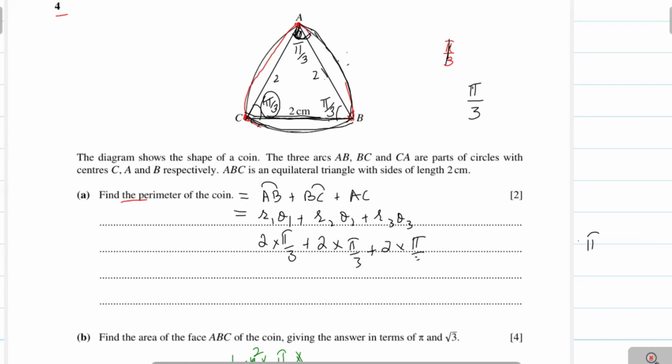Therefore, we calculate it. This value is equal to 2 pi over 3 into 3, and this will be equal to 2 pi. This is the answer.